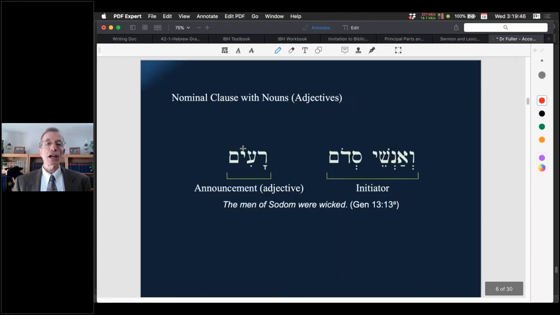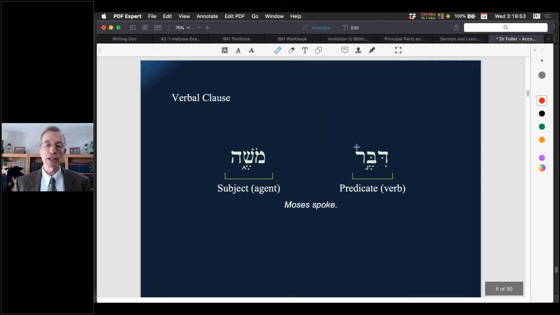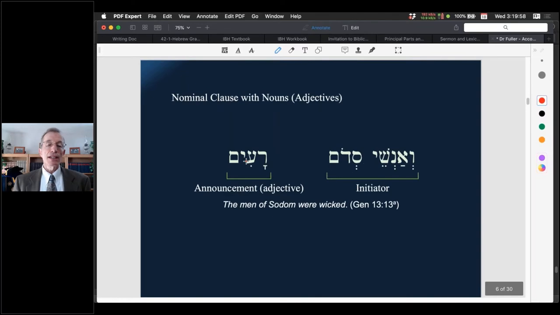And now let's go to the nominal clause. Okay, the verbal clause, pretty simple, pretty straightforward. Let me just again remind you, your verb must come first, your subject or agent must come second. Now we have something different. We have nominal clauses and now with nouns. And the way that traditional Semitic grammarians define nouns, it includes adjectives, it includes participles. So to them, a participle is a noun. It is not a verb, okay? Now I know in modern Hebrew, they would see the participle as a present tense verb.